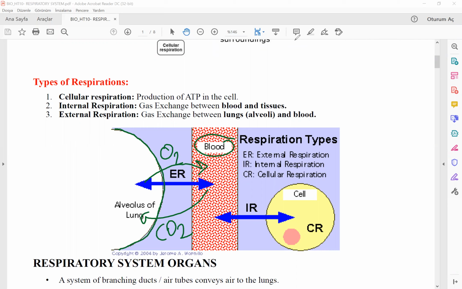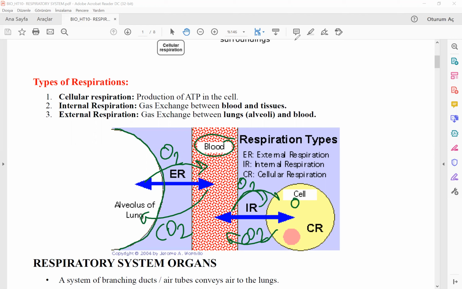In internal respiration, this blood vessel carries the oxygen-rich blood to the cells, actually to the tissue fluid of the cells. And this oxygen molecule is transferred from the blood vessel to the cells with internal respiration. Also, these cells produce carbon dioxide, and this carbon dioxide is transferred from the tissue fluid to the blood vessel, and this is called internal respiration.